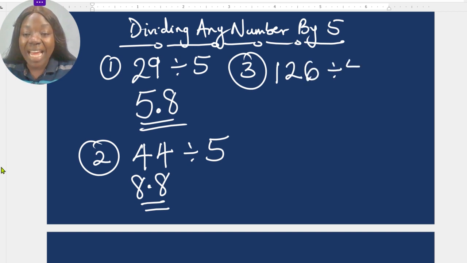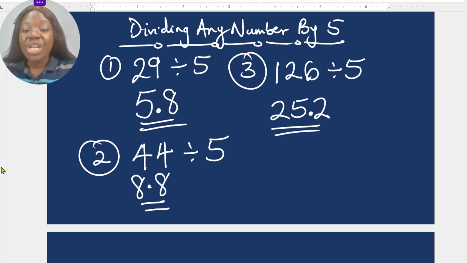Now look at the third example. 126 divided by 5. Double 126, you will have 252. Then introduce a decimal point before the last digit on the right. So your decimal point will be here. So the answer is 25.2.